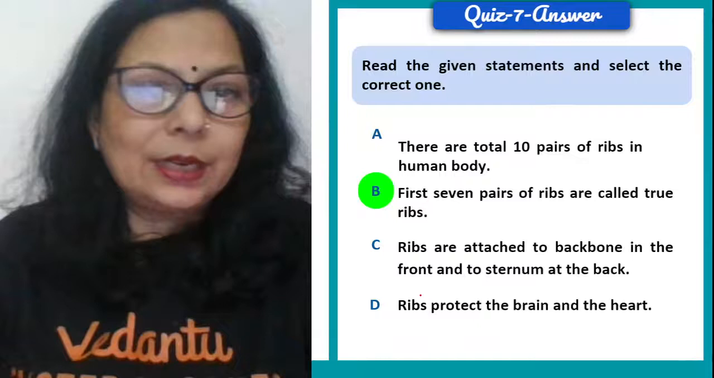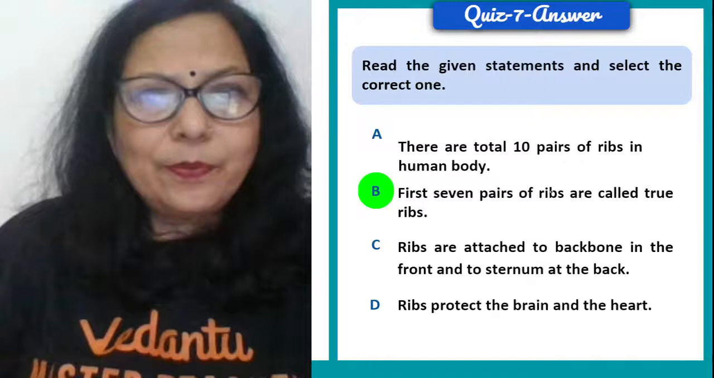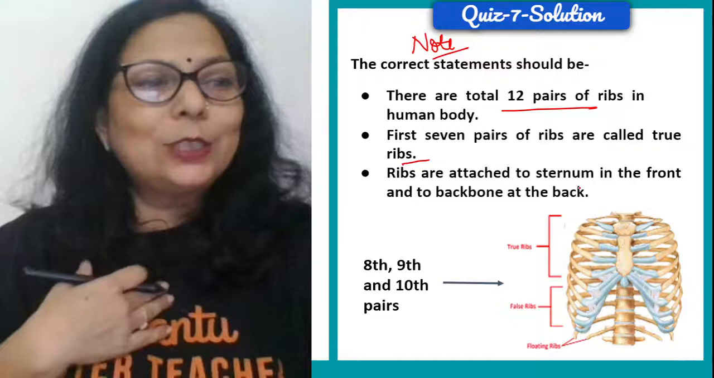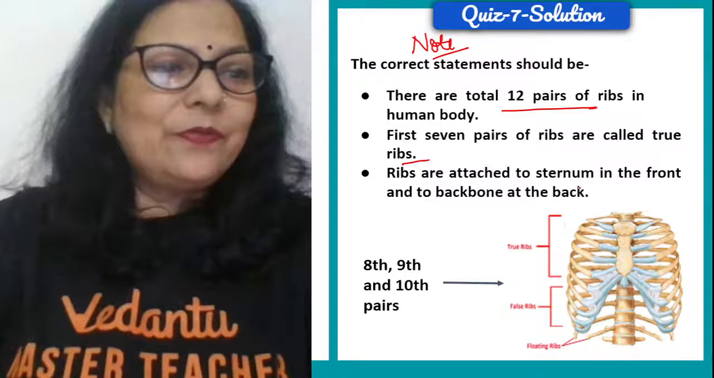There are total 10 pairs of ribs. This is wrong. First 7 pairs of ribs are called true ribs only. This is correct. See about ribs. Note down again. There are 12 pairs of ribs. 7 are called true ribs. Ribs are attached to the sternum in the front and backbone at the back. It's sternum in front and backbone at the back. Right?